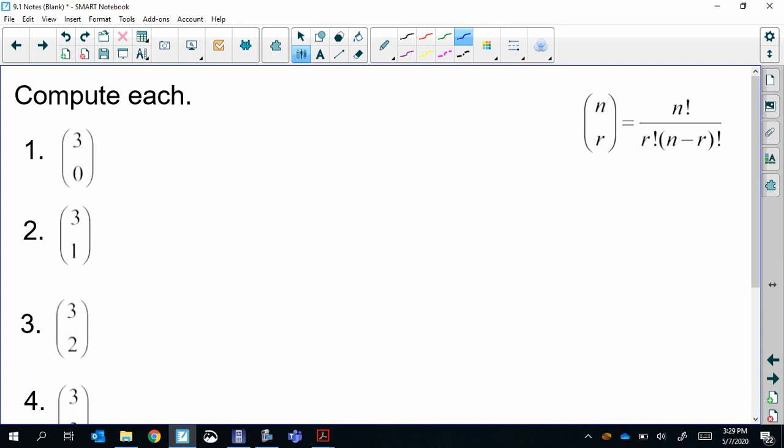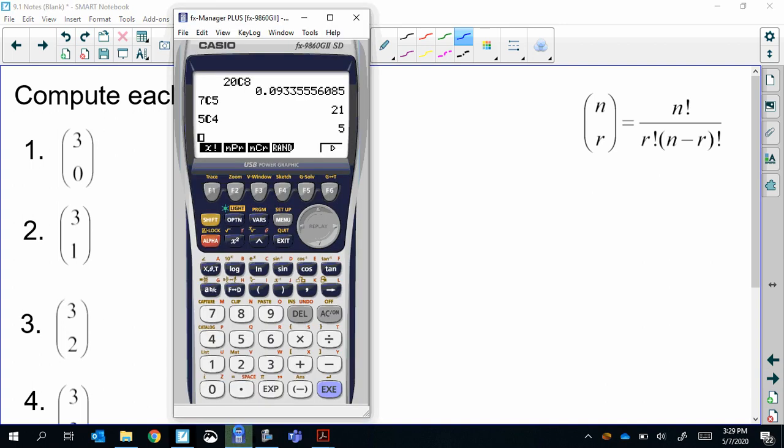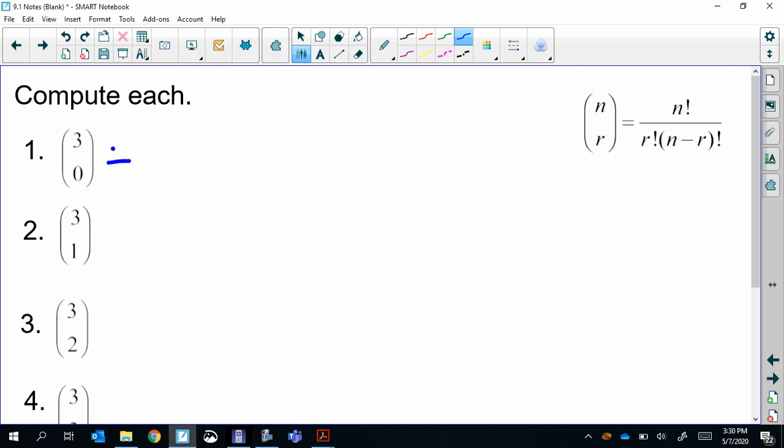So computing each of these, let's just type them into our calculator. This would be 3C0. Remember, that means row 3, position 0. So the first spot, which we know is always a 1. Row 3, position 1.